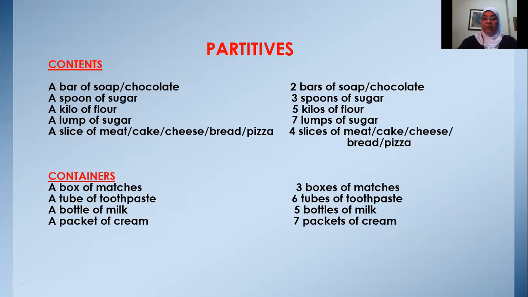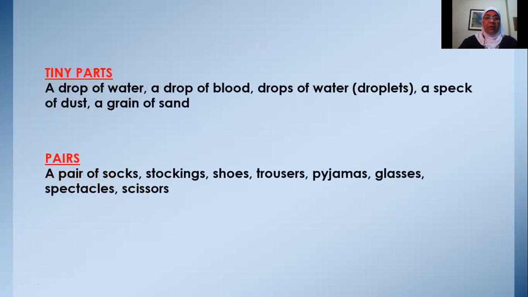We also have smaller partitives. We call them tiny parts, small parts, very small parts. We say a drop of water, a drop of blood. But when we have lots of drops of water, we can say drops of water, but we can also say the word droplets. A grain, a speck of dust, a speck of dust, a grain of sand. These are the small ones.